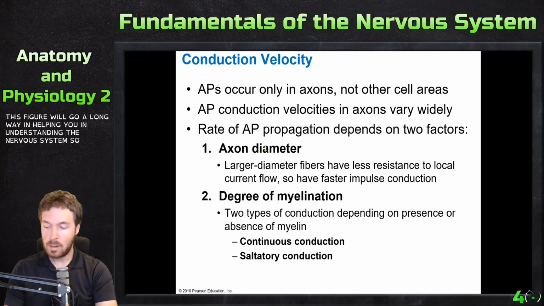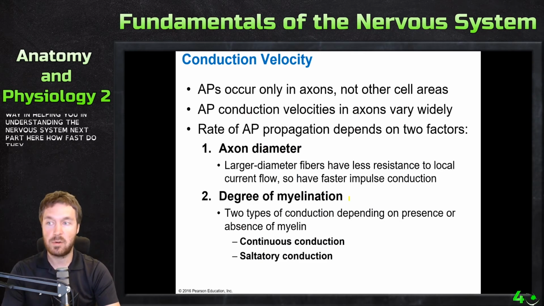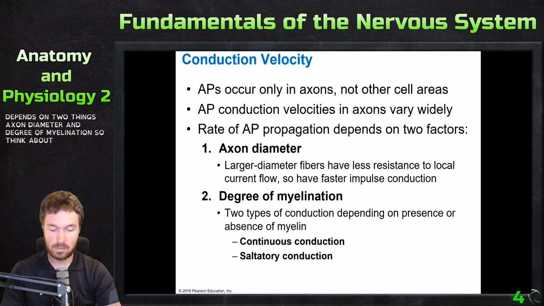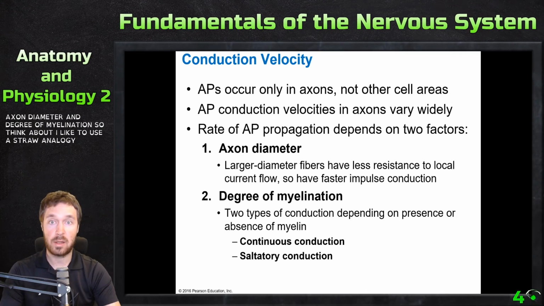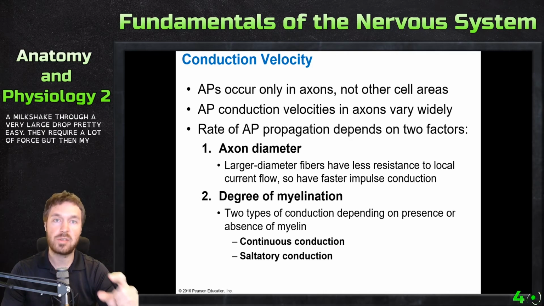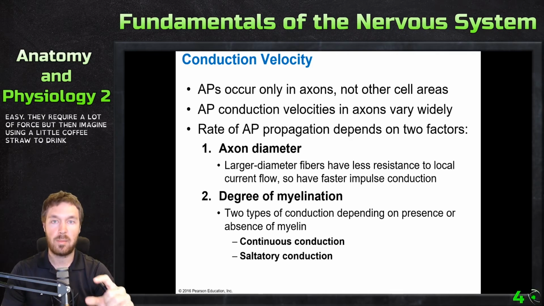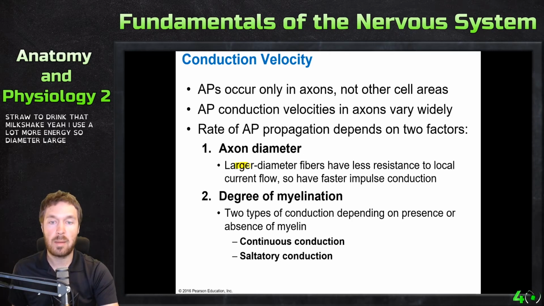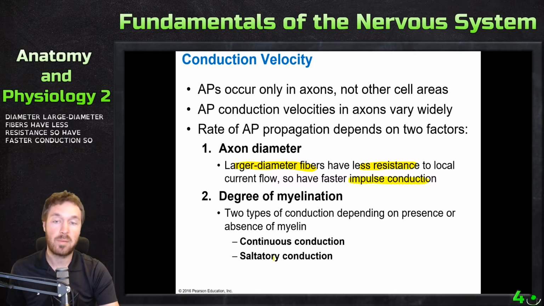So next part here: how fast do things move? It all depends on two things: axon diameter and degree of myelination. I like to use the straw analogy, and I use it again when we get to blood vessels. Think of drinking a milkshake through a very large straw. It's pretty easy, you don't require a lot of force. But then imagine using a little coffee straw to drink that milkshake. You've got to use a lot more energy. So large diameter fibers have less resistance, so they have faster conduction. That's a big one for axon diameter.